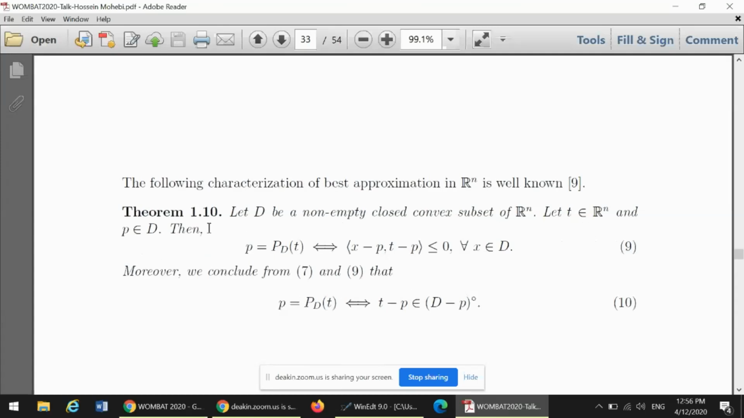This theorem is a characterization of best approximation in Rn and is well known. Let D be a closed convex subset of Rn, and let T belong to Rn and P belong to D. Then P is the best approximation of T in D if and only if this inequality holds. And equivalently, P is the best approximation of T in D if and only if T minus P belongs to the dual cone of D minus P.